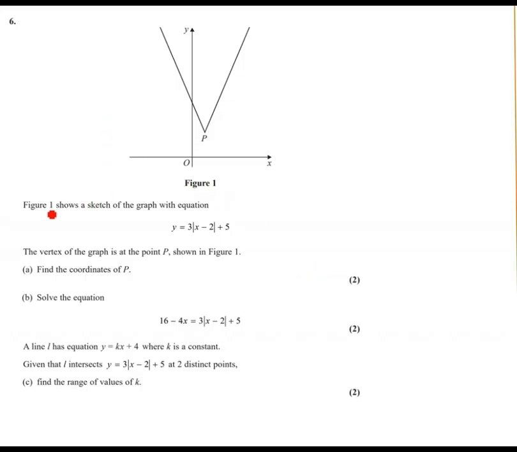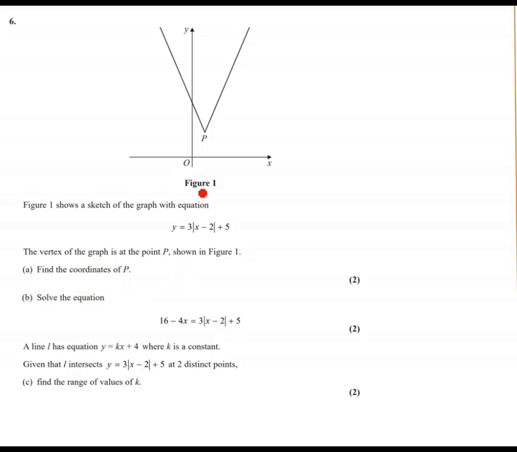Question 6. Figure 1 shows a sketch of the graph with equation y equals 3 modulus x minus 2 plus 5. The vertex of the graph is at the point P shown in figure 1. So this is P here. Find the coordinates of P.